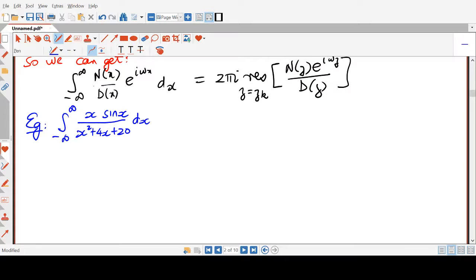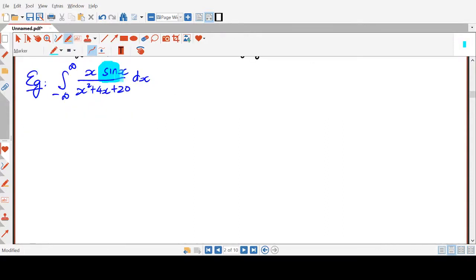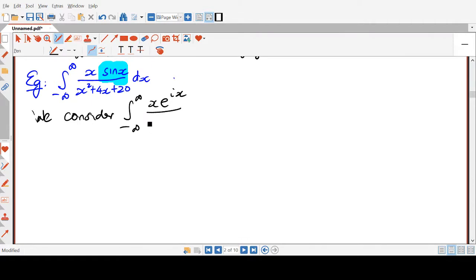Now let's follow this strategy here. You can see that we have sine x sitting here, so it's a Fourier type integral. It means that I must deal with x e to the ix. So to solve this, we consider the integral from minus infinity to plus infinity of x e to the ix over x squared plus 4x plus 20. At the end of the game, because I want sine, the imaginary part will be the answer I seek.